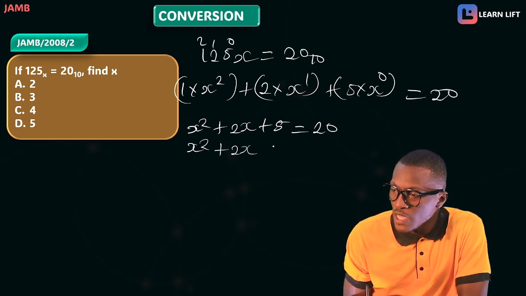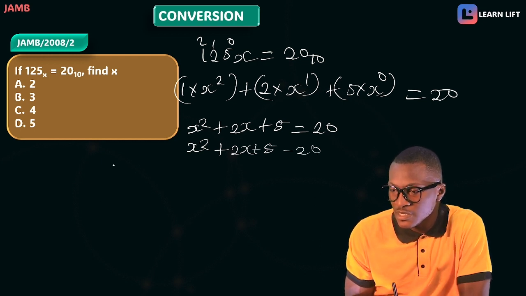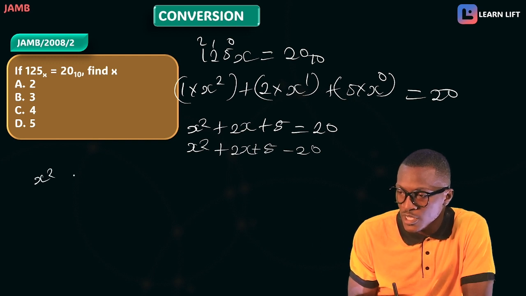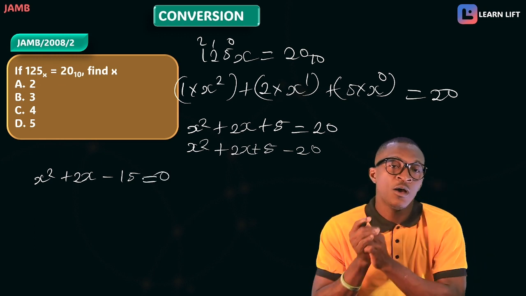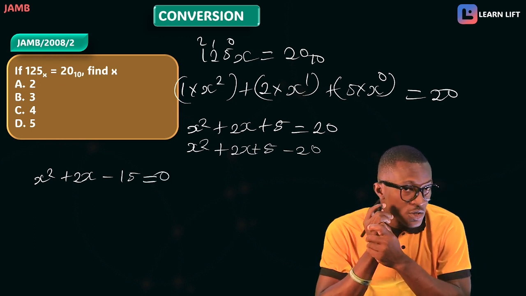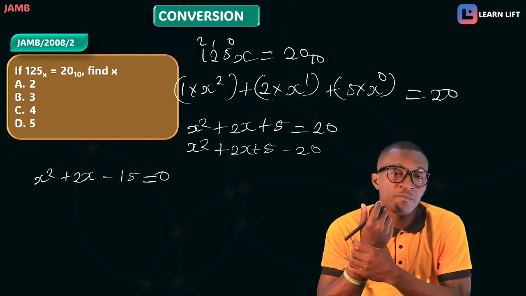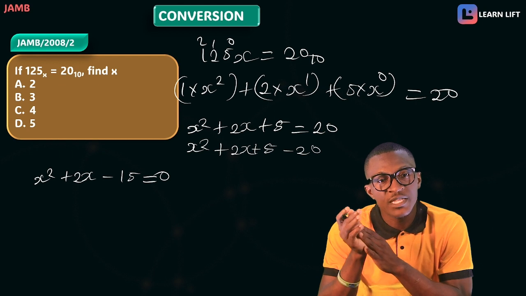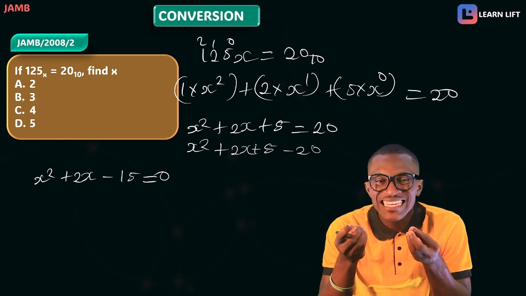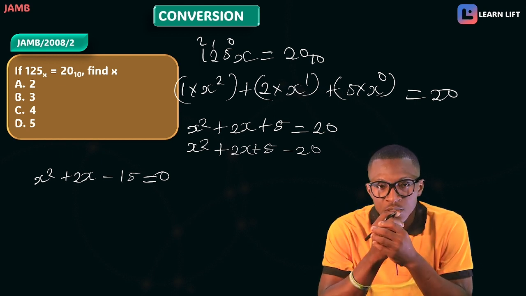If 20 comes over, that becomes your what? 5. That's plus 5 minus 20. That means this is the same thing as saying x squared plus 2x minus 15 is equal to 0. Now, this is a quadratic equation. So, we're going to find two factors that when you multiply them, you get minus 15, and when you add them, you get 2.